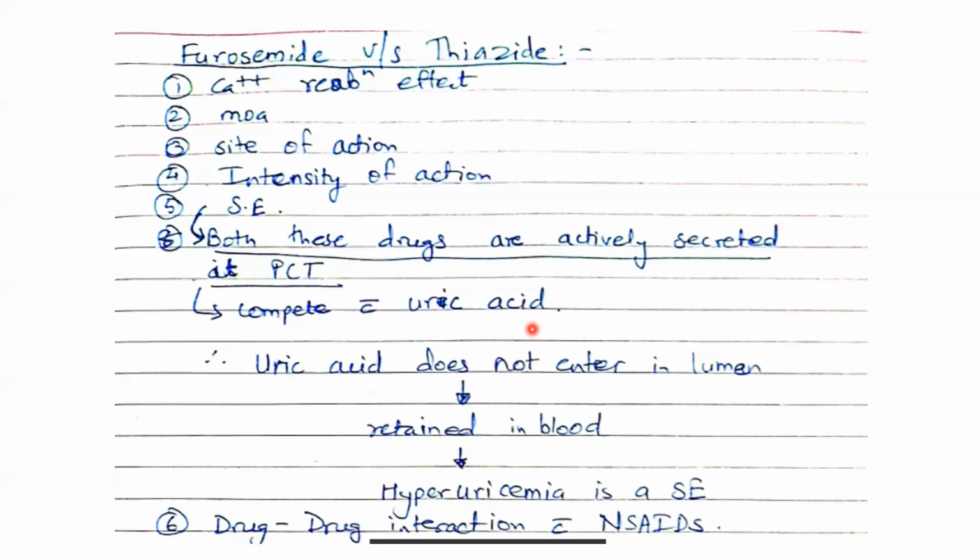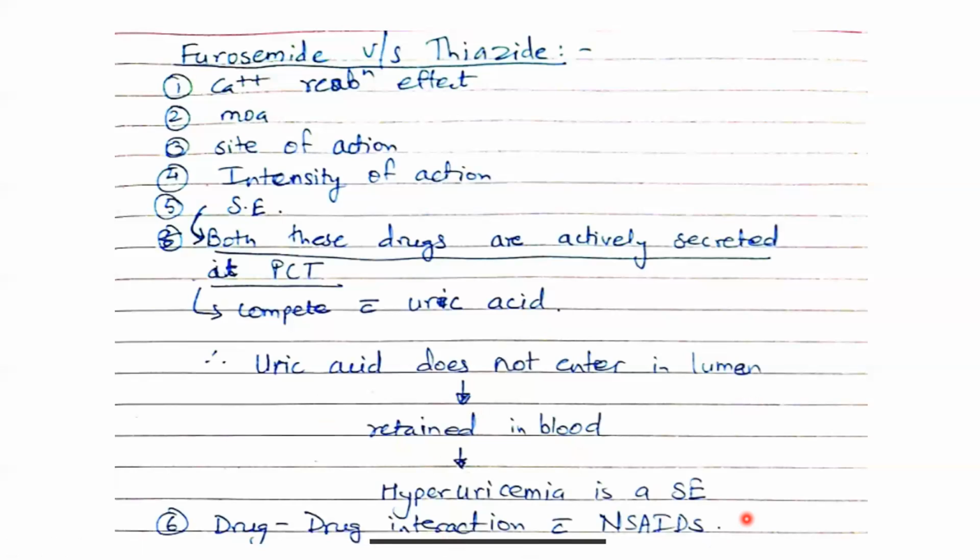So what happens? These two drugs, when they are present, compete with uric acid for entry into the nephron, the luminal tube. So what will happen as a consequence? Drugs enter the lumen, but uric acid does not. And because uric acid does not enter the lumen, it will be retained in the blood and both of them show hyperuricemia as a side effect. Both these drugs have drug-drug interaction with NSAIDs because they require PGs, prostaglandins, for their action.